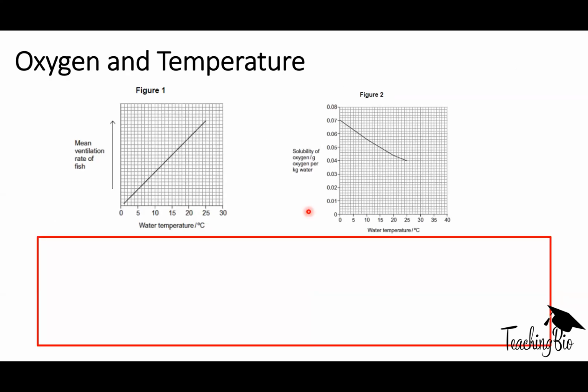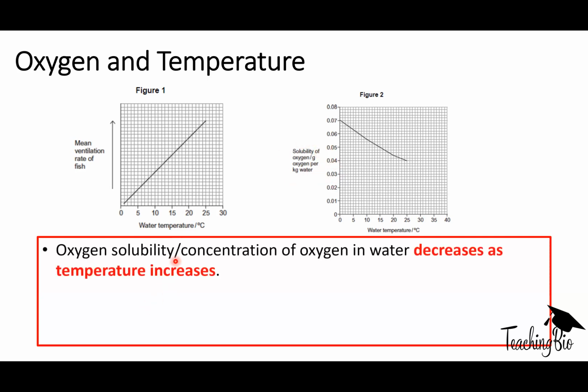Okay, so if we think about oxygen and temperature, and more specifically water temperature, and how that might affect ventilation in fish, as the water temperature increases, we can see that the ventilation rate increases. And on this graph here, we can see that as the water temperature increases, the solubility, so how much oxygen is dissolved within a kilogram of water, actually decreases. So this suggests that oxygen solubility, which can be taken to be the concentration of oxygen within the water, will decrease as the temperature increases.